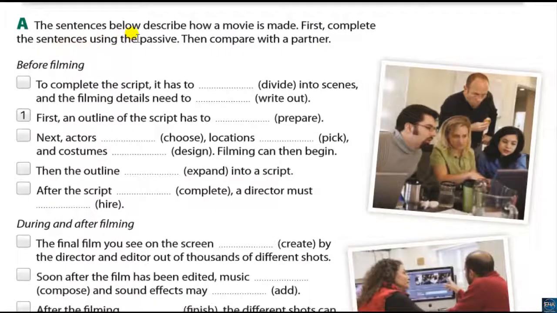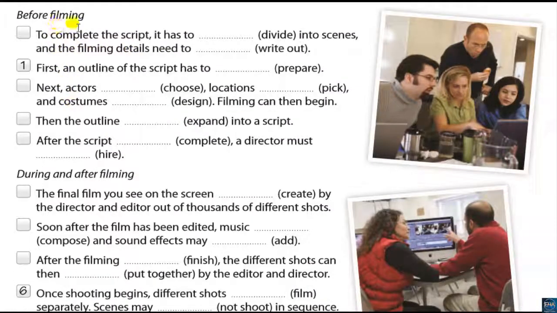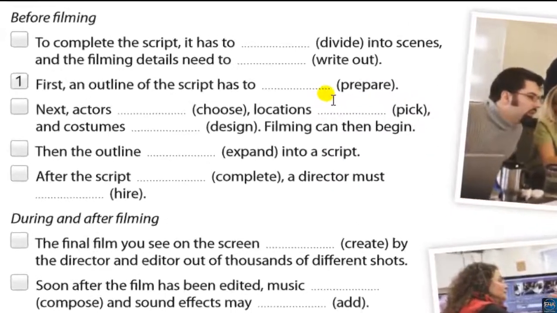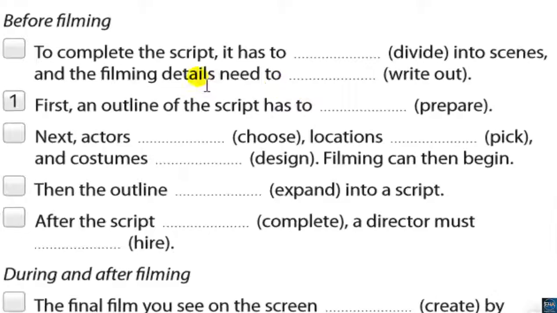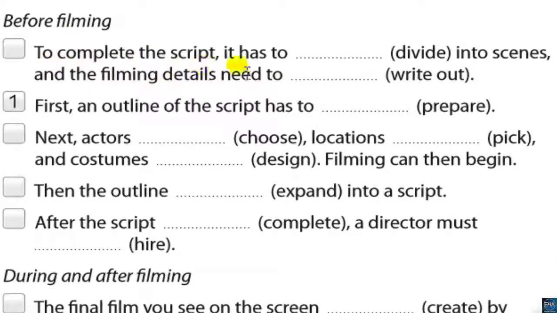The sentences below describe how a movie is made. First, complete the sentences using the passive, then compare with the partner. So here in this exercise we have before filming, during and after filming. We're going to put the numbers from 1 to 5 and we're going to correct the verbs. To complete the script, it has to be divided into scenes, and the filming details need to be written out.